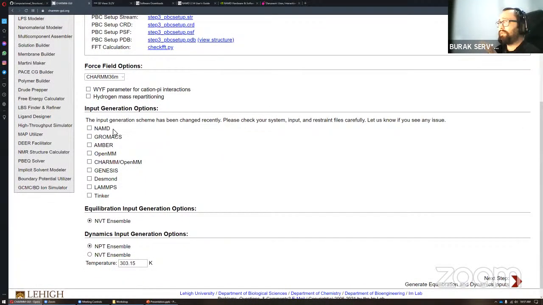For example, if you are using NAMD, you can generate your system files when you click this one, or you can use this one for GROMACS, Amber, Genesis, Desmond, LAMMPS. But for today, we're going to use NAMD. So we need NAMD outputs.